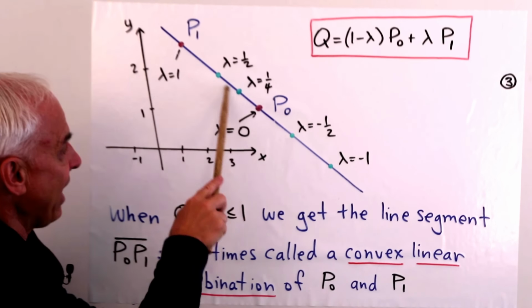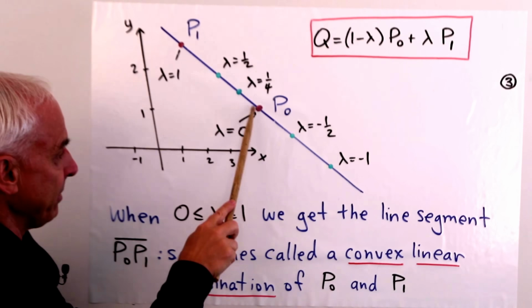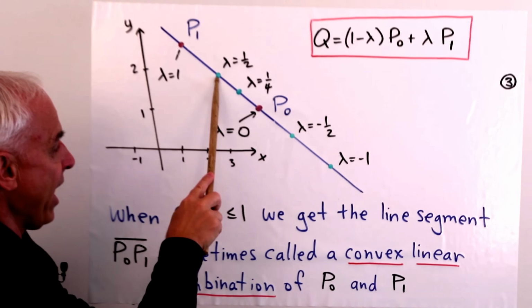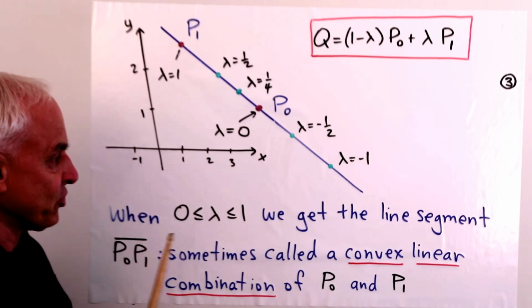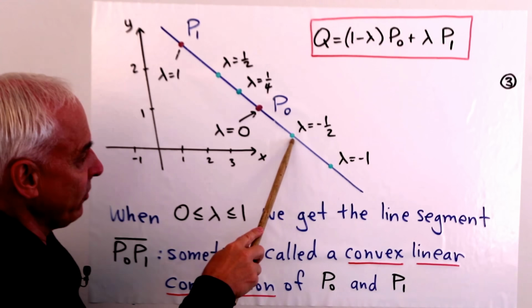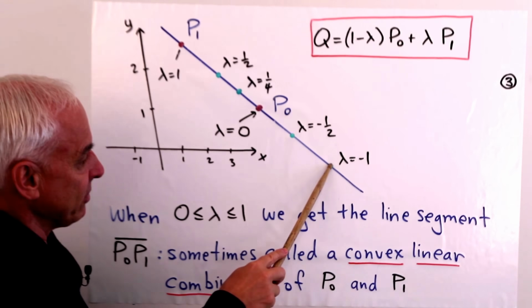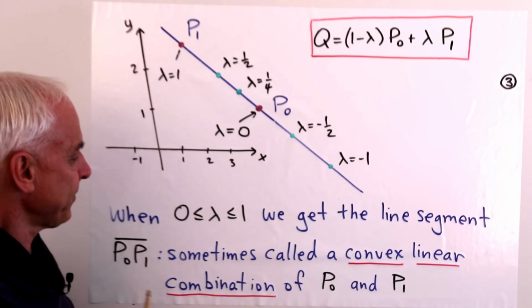And for intermediate values of lambda, we're moving from lambda equals 0 up to lambda equals 1. So that'd be lambda equals 1/4, lambda equals 1/2, lambda equals 3/4, and so on. But we're not really restricted to values between 0 and 1. So for example, if lambda was minus 1/2, we'd be there. Lambda equals minus 1, we'd be there. Lambda equals 2, we'd be up there somewhere.